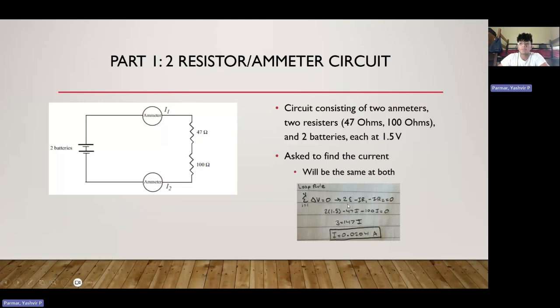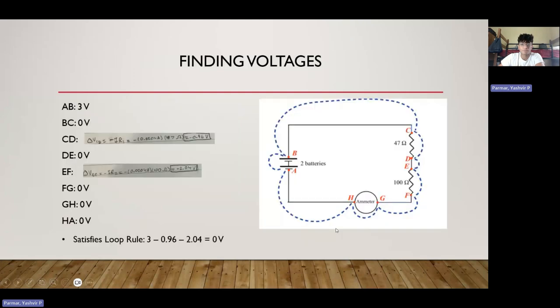As you can see in the calculation at the bottom, we use the loop rule, which means the sum of the voltages will equal 0. So it's 2 times the EMF minus current times the resistance of the 47 ohm resistor and minus the current times the resistance of the 100 ohm resistor, which gives us a current of 0.0204 amps.